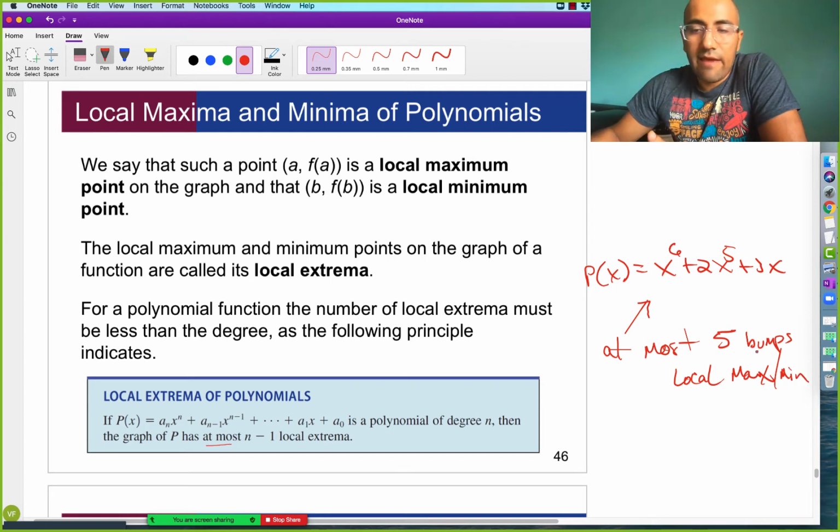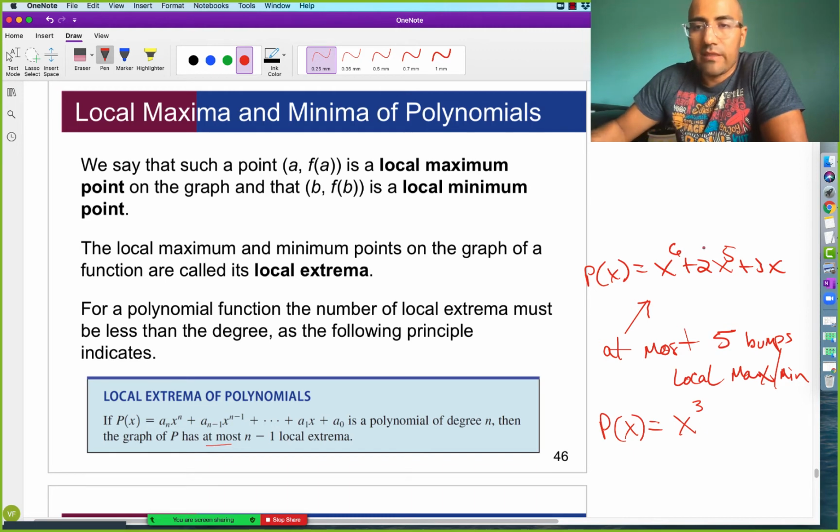But it doesn't have to have that many. Note, for example, that if I have p of x equal to just x to the 3rd power, according to this theorem, there would be at most 2 local maximum, local minimum. But if we think about the graph of it, there are none. Right? When we graph x cubed, it looks like this.